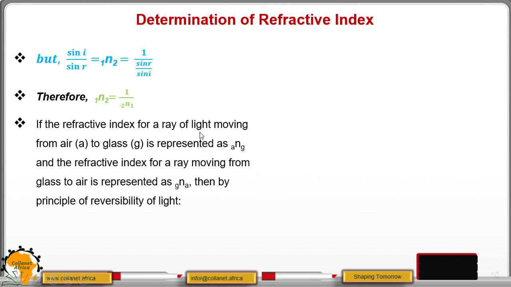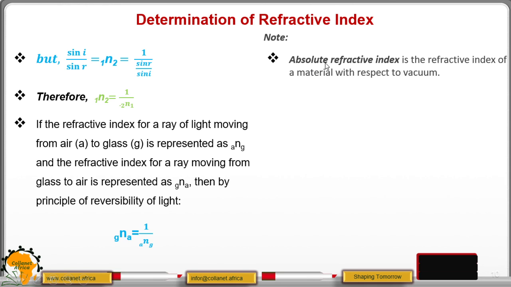Now, if the refractive index for a ray of light passing from air to glass is given by refractive index of glass with respect to air, and the refractive index for a ray passing from glass to air is represented as refractive index of air with respect to glass, then by the principle of reversibility, we have that the refractive index of air with respect to glass is equal to 1 over the refractive index of glass with respect to air. Remember, we have just used this concept, that the refractive index of medium 2 with respect to medium 1 is equal to 1 over refractive index of medium 1 with respect to medium 2. In our case here, medium 2 is air and medium 1 is glass.